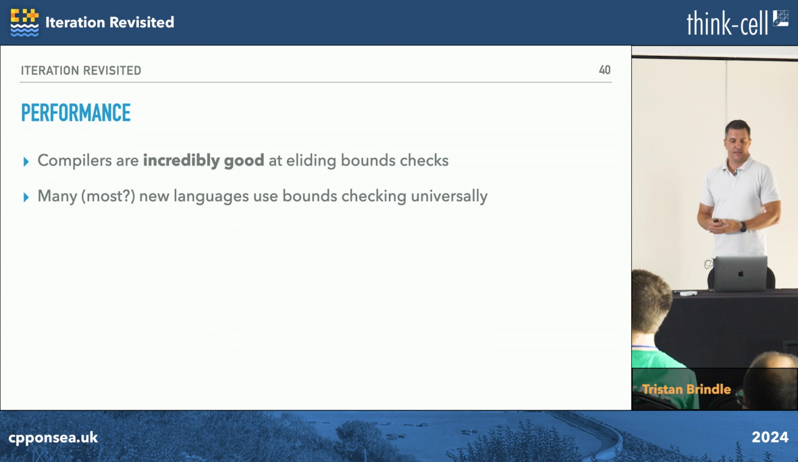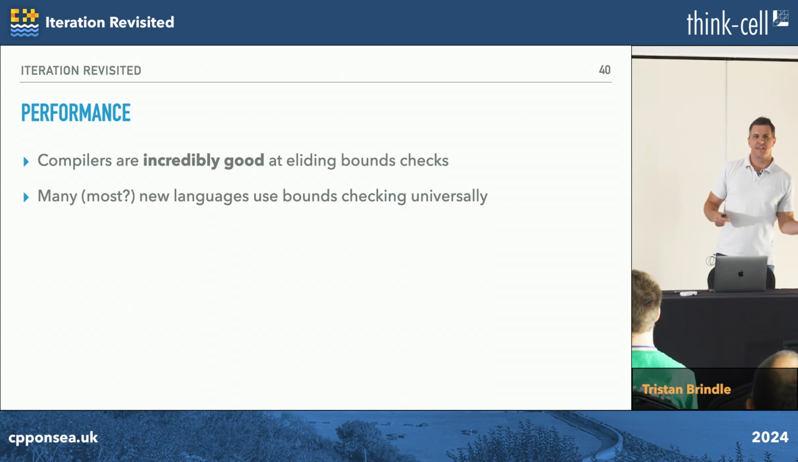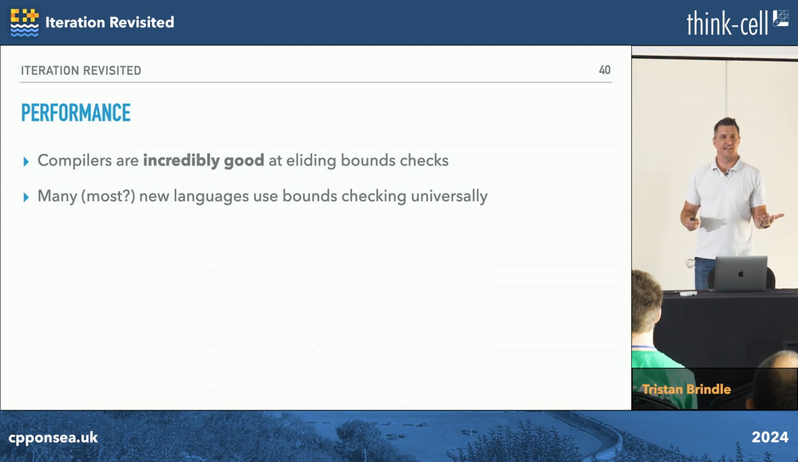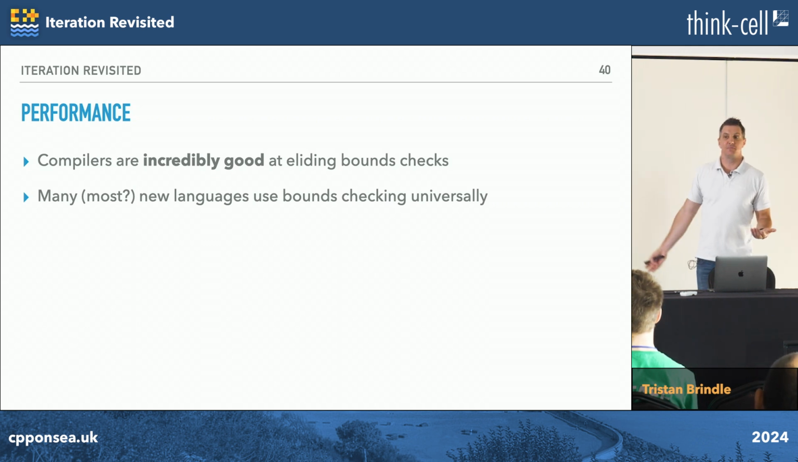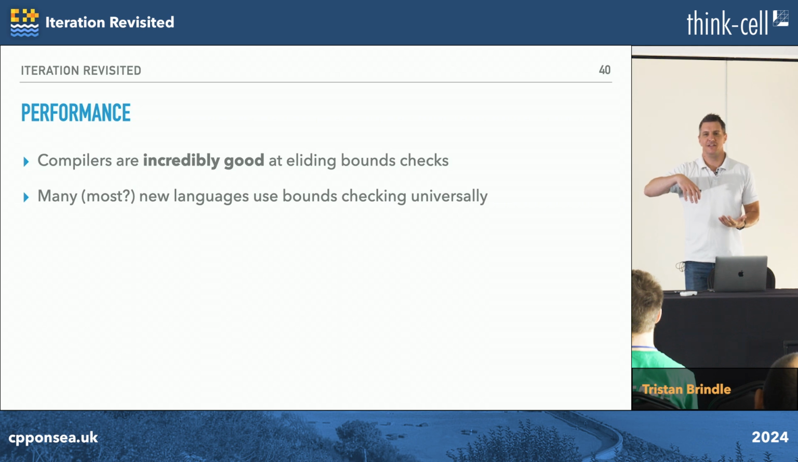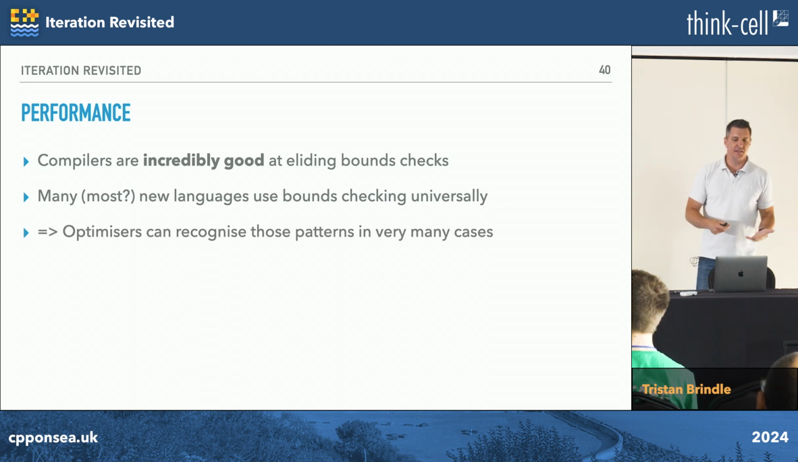And this is, I think, because pretty much every language I can think of from the last 30 years or so uses bounds checking on whatever their native array type is. It's probably going to be bounds checked. Maybe there are new languages that don't do this, but they're pretty rare. And so optimizers are very good at recognizing these patterns.